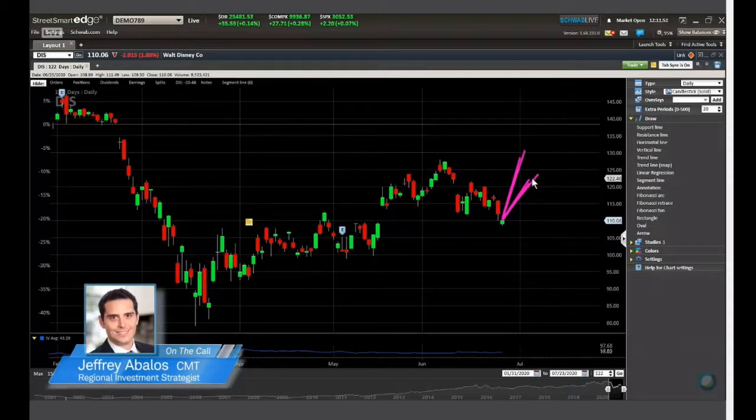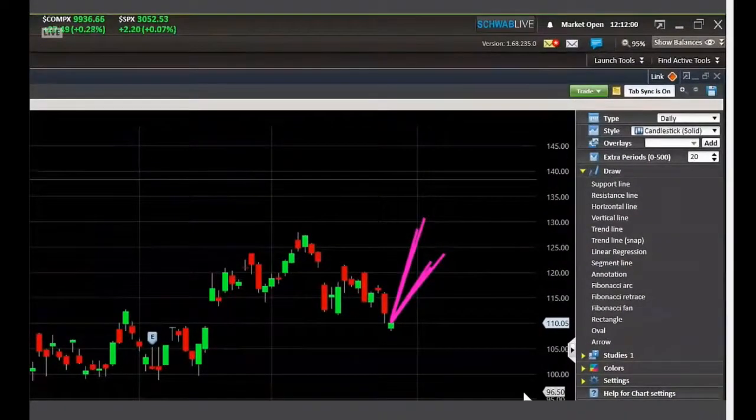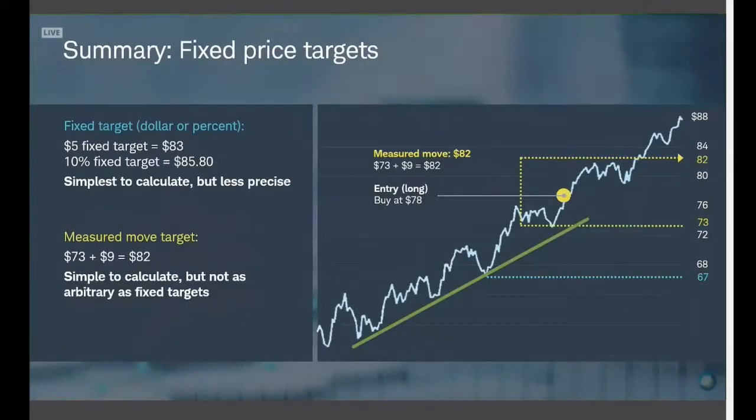Hope that worked out for everybody. I just love that. Again, where did I get this from? That's your segment line right here in Street Smart Edge under your draw tools. Okay, click and click. Love it. All right. So you could do a fixed price target, whether you're doing it by a dollar amount or a percent, or you can do the measured move. It's totally up to you.